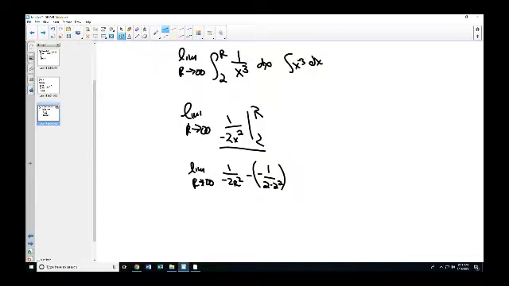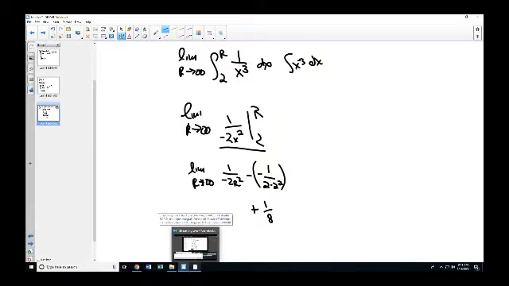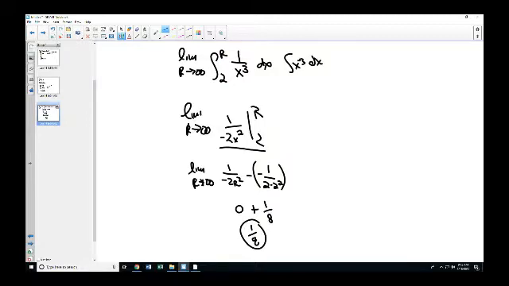This gives us positive 1 over 8 on the bottom. What's that? 0. Yeah, 1 over infinity is 0. I almost said negative infinity.